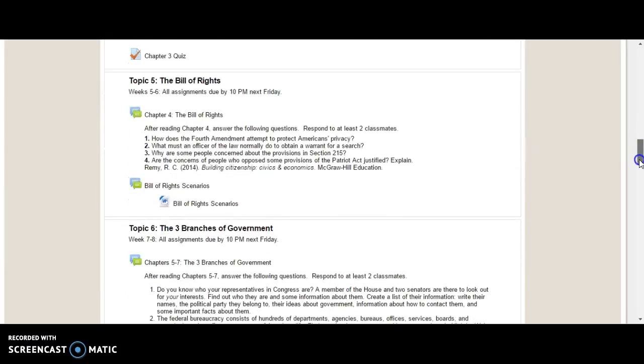Once they move out of topic 4 into topic 5, it is a little extensive because it covers not just the Bill of Rights, but also the other amendments that make up the rest of the Constitution. They will read about the Bill of Rights, what they apply to, who they protect, and what they protect. Then they will review specific scenarios and apply the Bill of Rights and the Constitution to those scenarios to find out if people's rights were violated or protected, and to explain why.